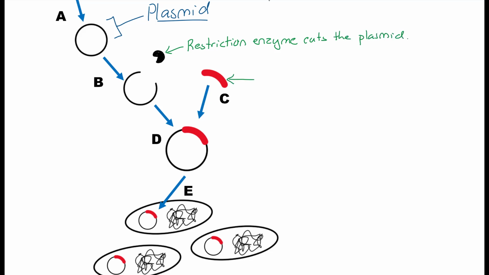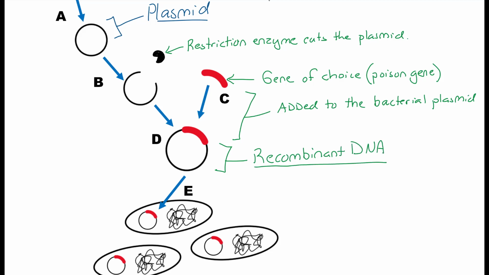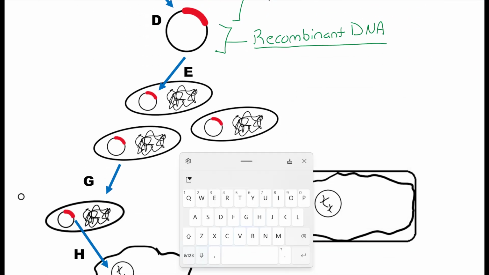So we cut out that special section of the plasmid, and we're going to insert our gene of choice, a poison gene. This gene kills insects, or makes a protein that kills insects. We're going to add this gene to the bacterial plasmid. And we make a piece of DNA called recombinant DNA that we saw before. Kind of like that hybrid DNA, two different pieces of DNA from two different species put together.